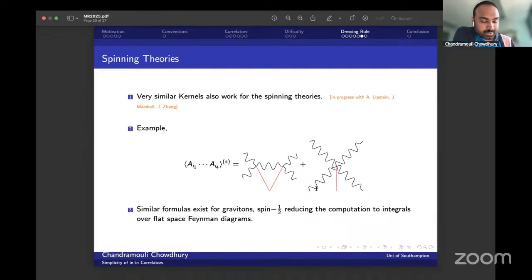Something which we also noticed very recently is that a large part of this also works for spinning theories, i.e., you want to compute, let's say, a 4-point Yang-Mills correlator or a 4-point graviton correlator. You simply take your diagrams in flat space and attach these extra kernels and integrate over the momentum. Hence, this reduces your computation of correlators in de Sitter, if you like, to just computing flat space Feynman diagrams with an extra integral.